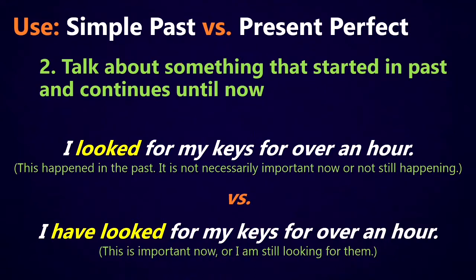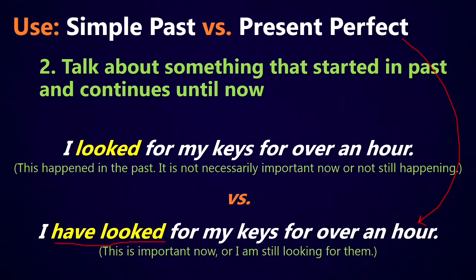The second reason we use the present perfect is to talk about something that started in the past and continues until now. So if I say I have looked for my keys for over an hour, this is present perfect. I have looked for my keys for over an hour. That means that this is important now, or I'm still looking for them.